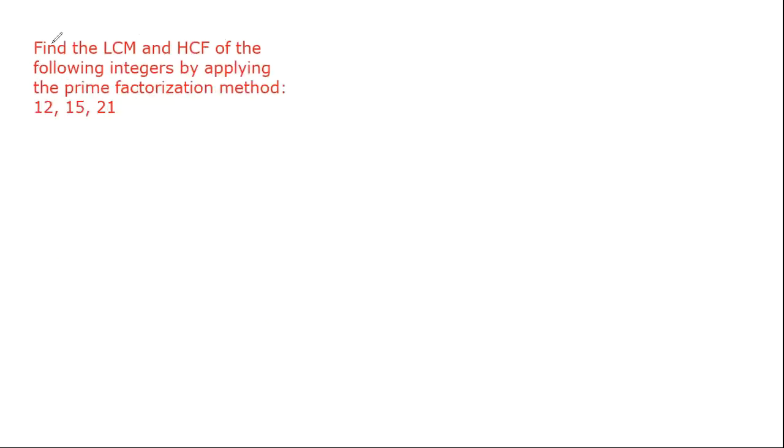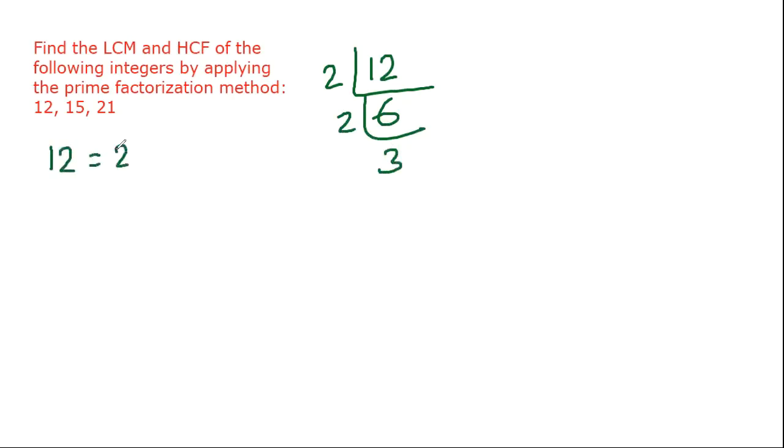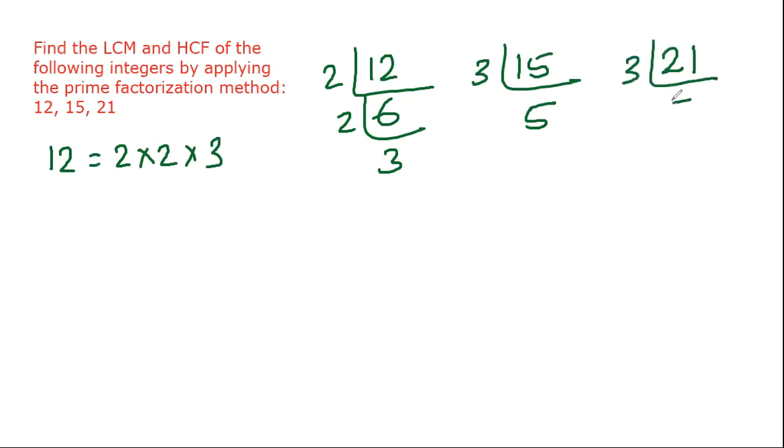Let's come to the next question. Find the LCM and HCF of the following integers by applying the prime factorization method. The method of finding LCM and HCF is also mentioned here, so we are using that method of prime factorization. First of all we are prime factorizing each of these numbers. 12 is equal to 2 times 6, 2 times 3, and again written as 12 is equal to 2 times 2 times 3. And 15 is equal to 3 times 5. And 21 is equal to 3 times 7.